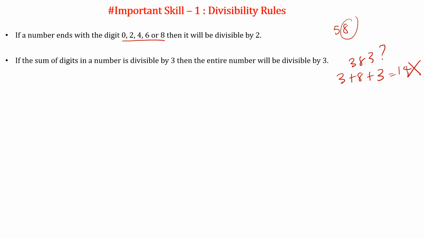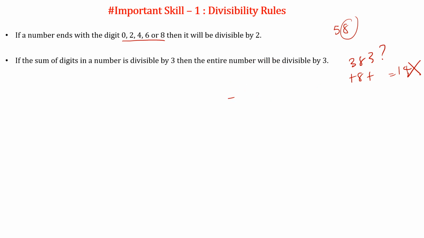Let's check another number. What about 189? 189, is it divisible by 3? So we have 1 plus 8 plus 9. 1 plus 8 is 9. 9 plus 9, 18. Yes, 18 is a multiple of 3. So 189 is indeed divisible by 3.